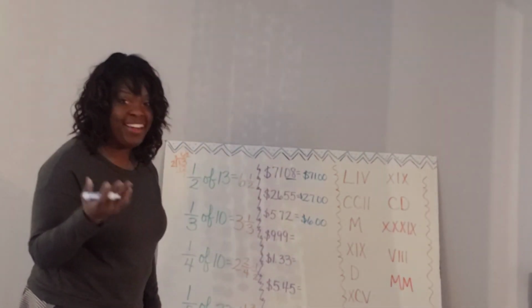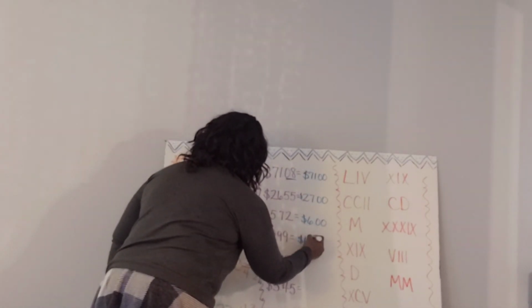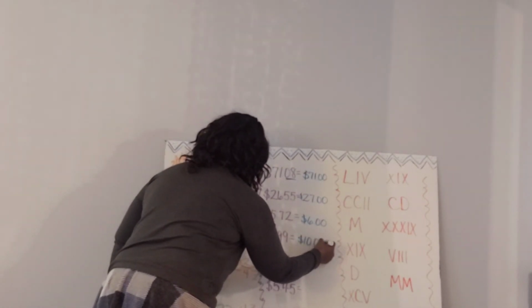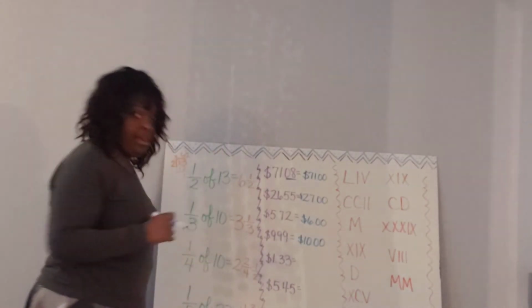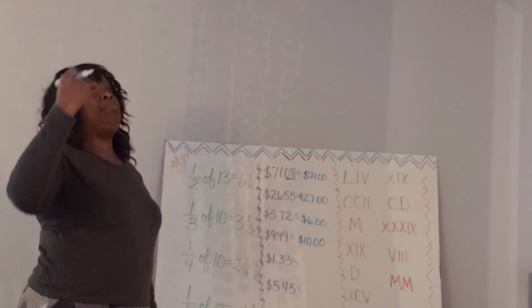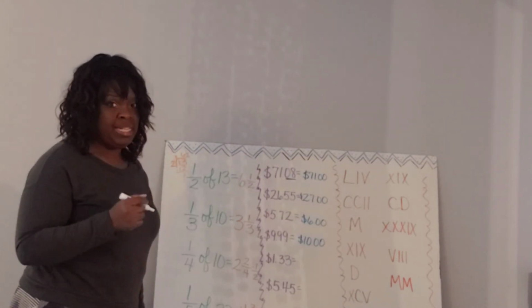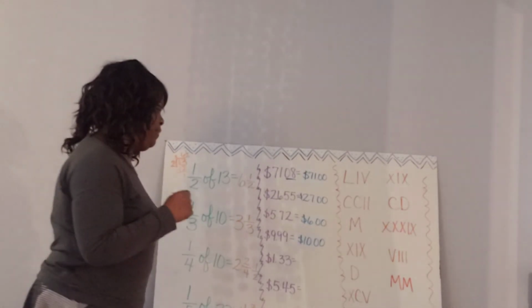$9.99. If you missed that, you're getting it. Because obviously $9.99 is way closer to $10 than it is to $9. You would have to go all the way back to get to $9. All you have to do is add 1 more cent to get to 10. So rounding it will be very easy.